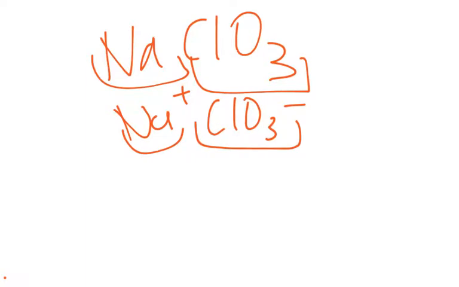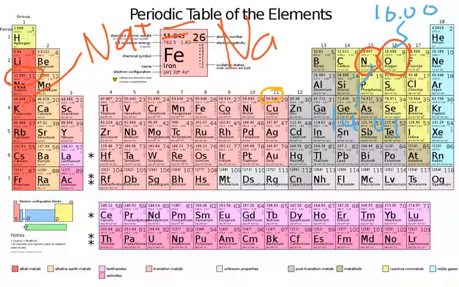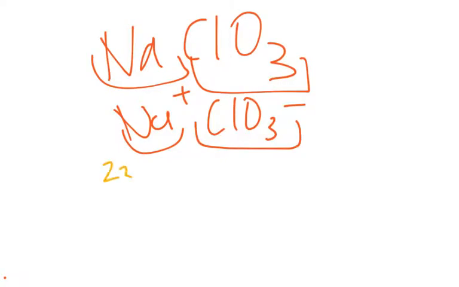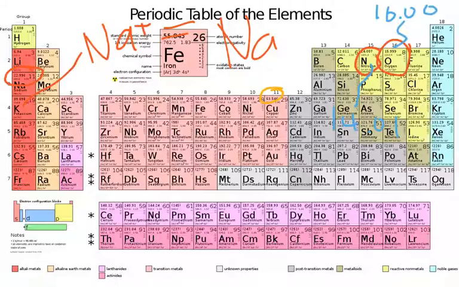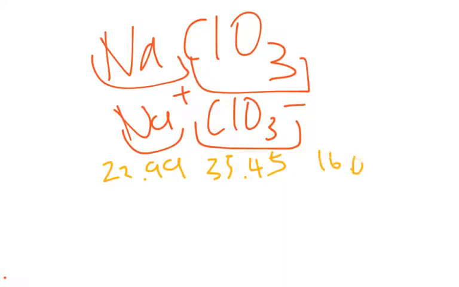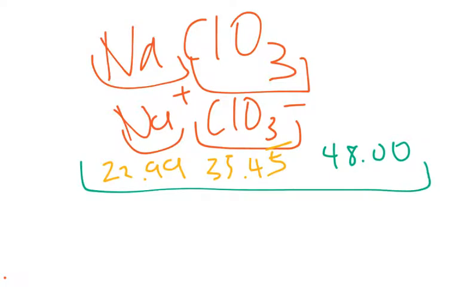So let's find the percent composition. So we know that sodium from the table is 22.99. We know that chlorine is 35.45. And we know that oxygen is just 16.00. But since there are 3 of them, we have to multiply this by 3. So let's just erase this, and we know that 16.00 times 3 is 48.00. So this is our total mass. So when we add this all up, we get 106.44 atomic mass units.